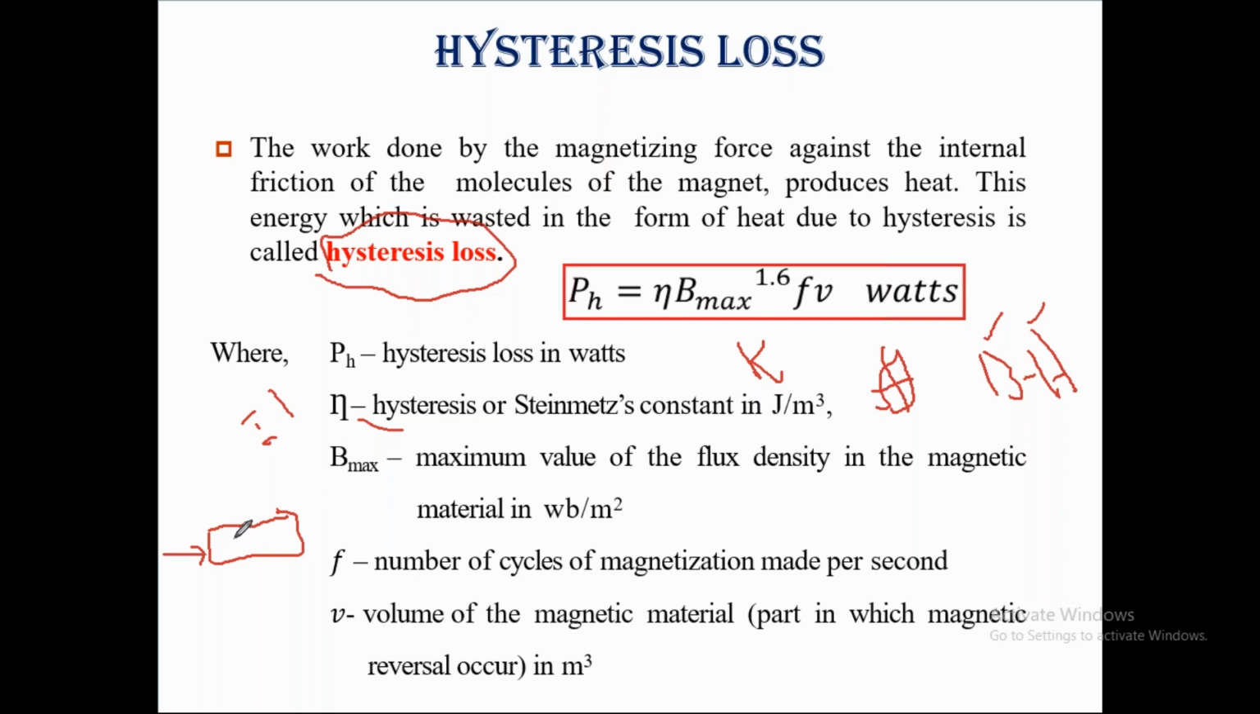And it depends on the size, that is, the area through which the current flows. Suppose if it is a small conductor, then the flux density will be less. Why? Because the density of the conductor is less.